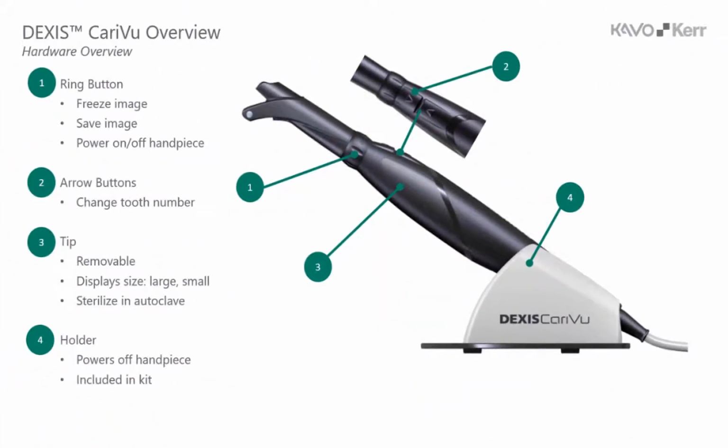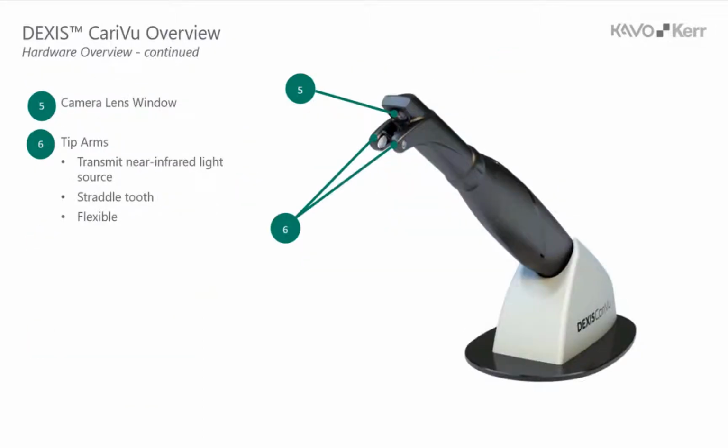Before we get into the software side of things, let's take a look at the CariVu. You may press anywhere on the ring button to freeze, save, or power on or off the handpiece. The arrow buttons allow you to change the tooth number in the template prior to image acquisition. The handpiece comes with two removable, sterilizable tips with different size arms to better accommodate different tooth heights. The holder will power on the handpiece when it is removed and power it off when replaced. The flexible tip arms straddle the tooth and transmit near-infrared light.